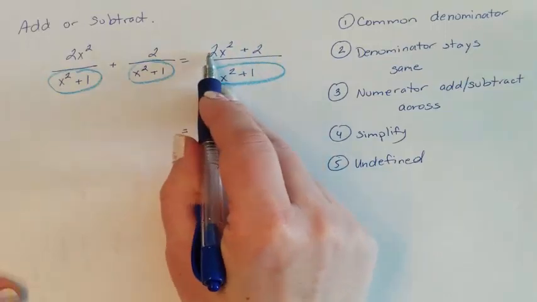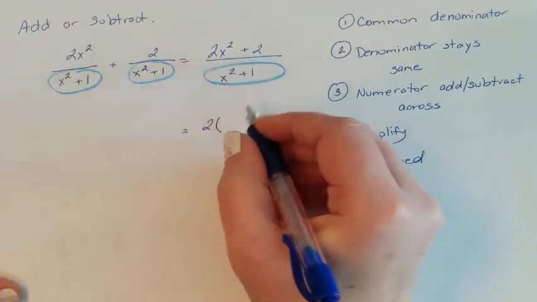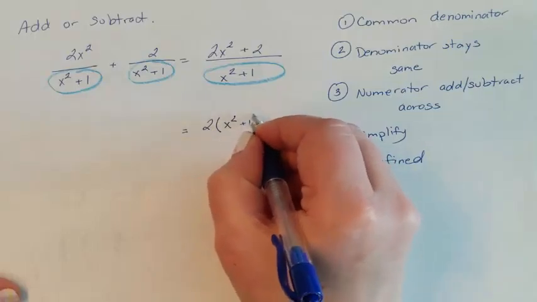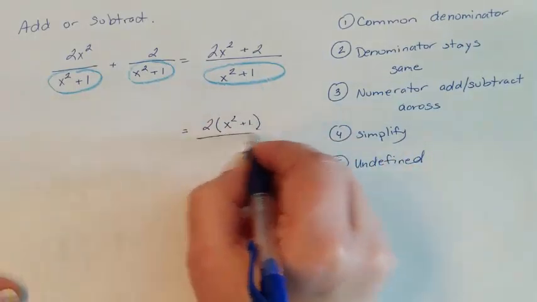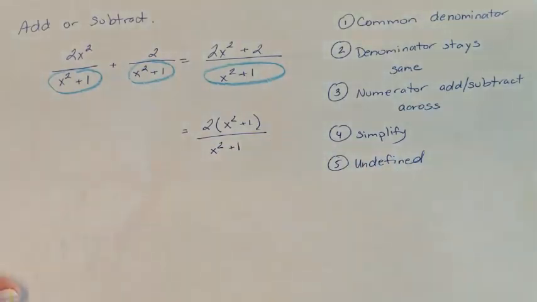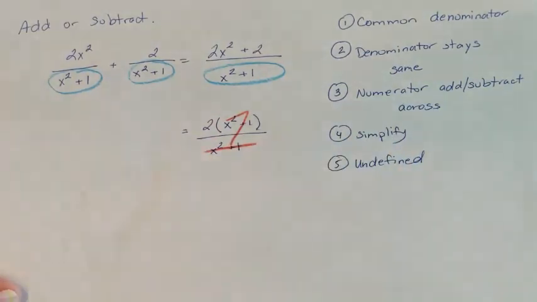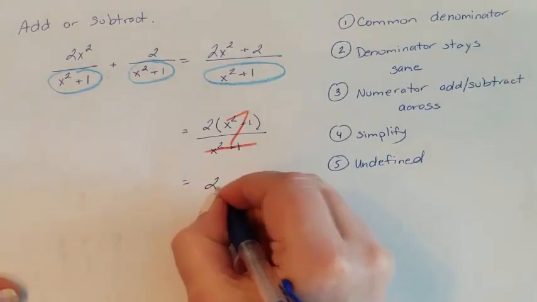This numerator does have a GCF of 2, so I'm going to factor out the 2. And when I do that, I'm left with x squared plus 1. The denominator does not have a GCF. It is x squared plus 1. I can see that the x squared plus 1 factors in both the numerator and the denominator, so they cancel each other out. So my final answer is 2.